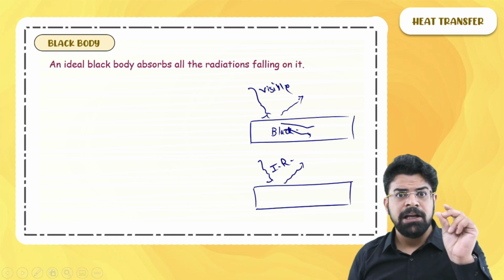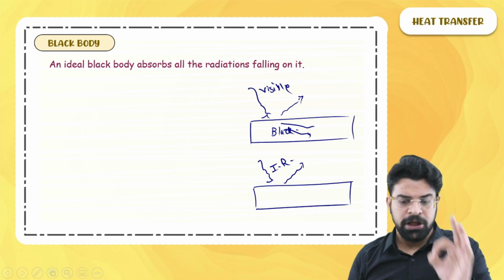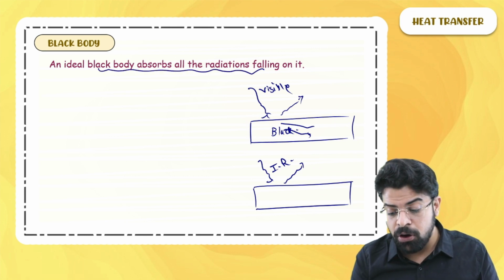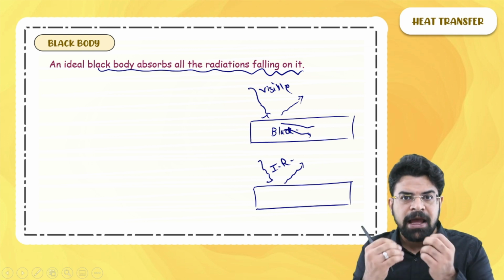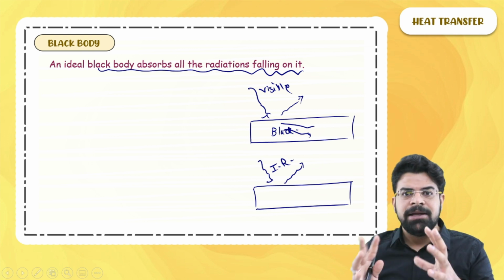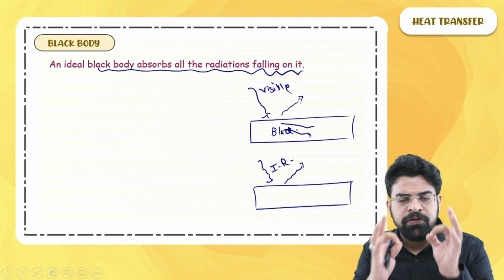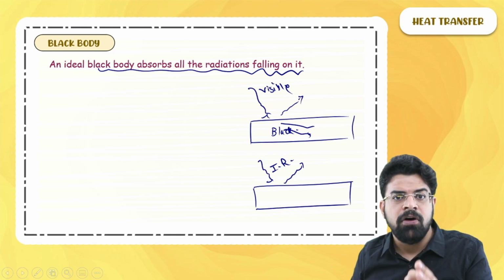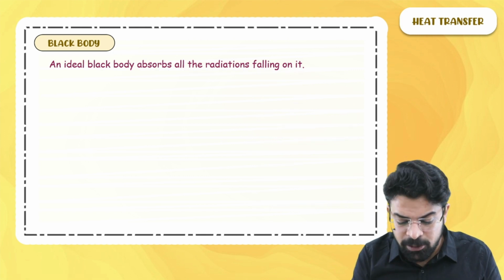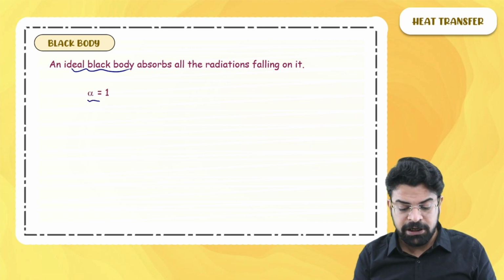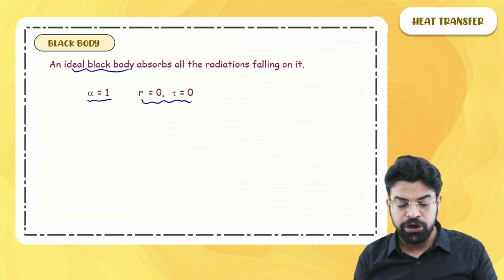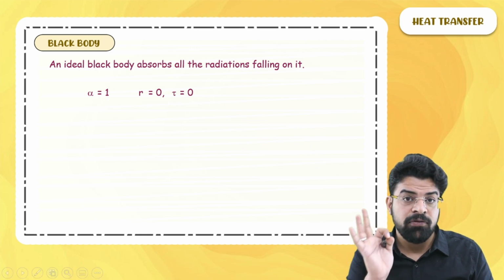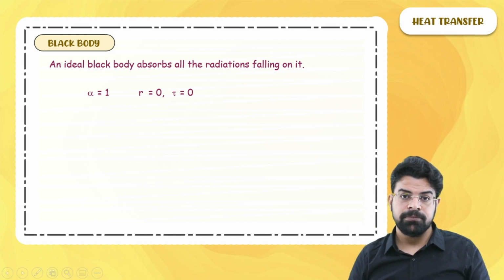What is an ideal black body? An ideal black body is the body which absorbs all the radiation falling on it. So whether it's infrared or X-ray or ultraviolet, any type of radiation, it is going to absorb all of them. So for an ideal black body, we say that the absorptivity is 1, while the reflectivity and transmittivity are going to be 0. This is the case for an ideal black body.